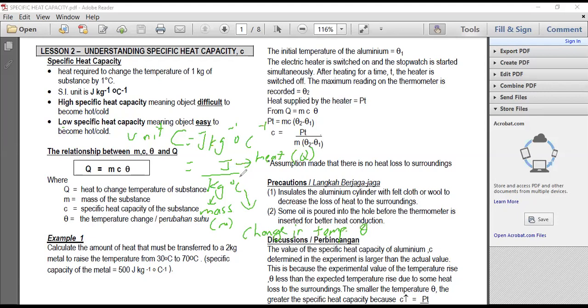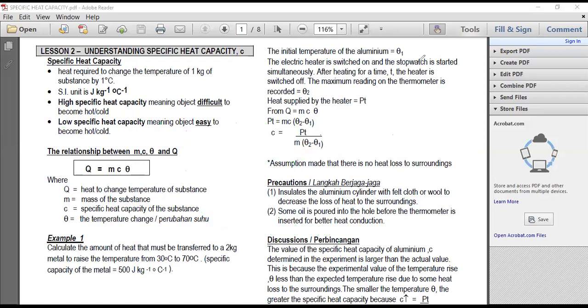Which will be theta. So if I write the whole thing in the form of quantities, it becomes C equals Q over M theta. If you cross multiply, you get Q equals MC theta. So Q equals MC theta is the formula used to calculate the heat needed to change the temperature of a substance, whether increase or decrease. M is mass in kilogram, C is specific heat capacity, and theta is your change in temperature in degrees Celsius. Now we look at how to use this formula.